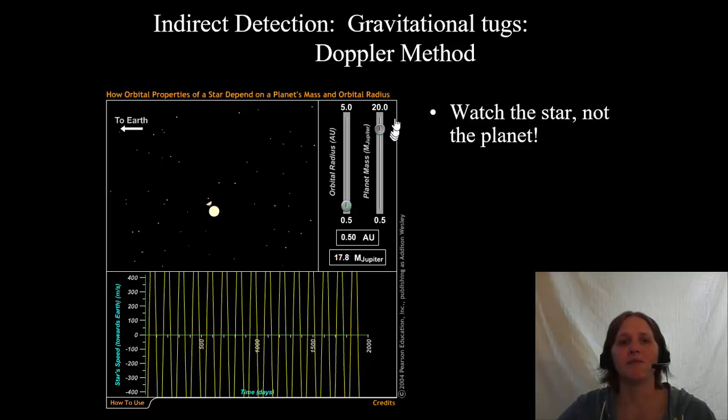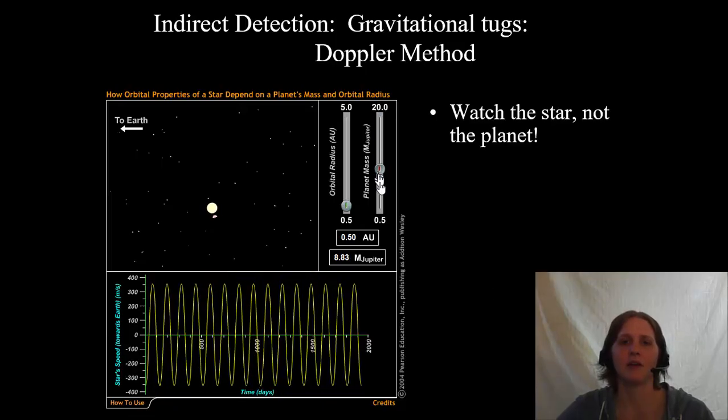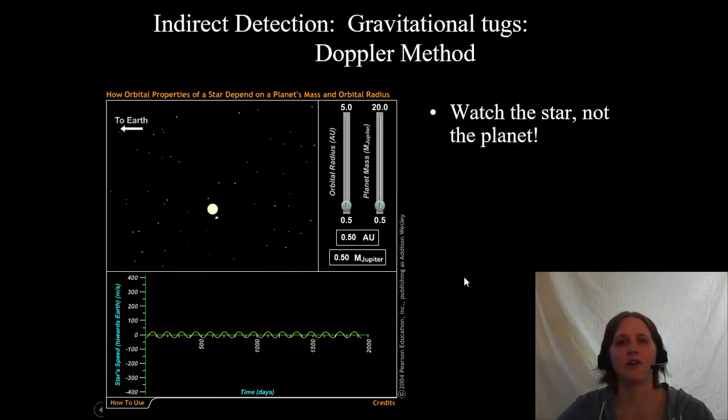If the planet is really massive, it is a very strong effect and easy to detect. Low-mass planets are harder to find, and especially hard to find are low-mass planets in large orbits because there's hardly any effect at all.